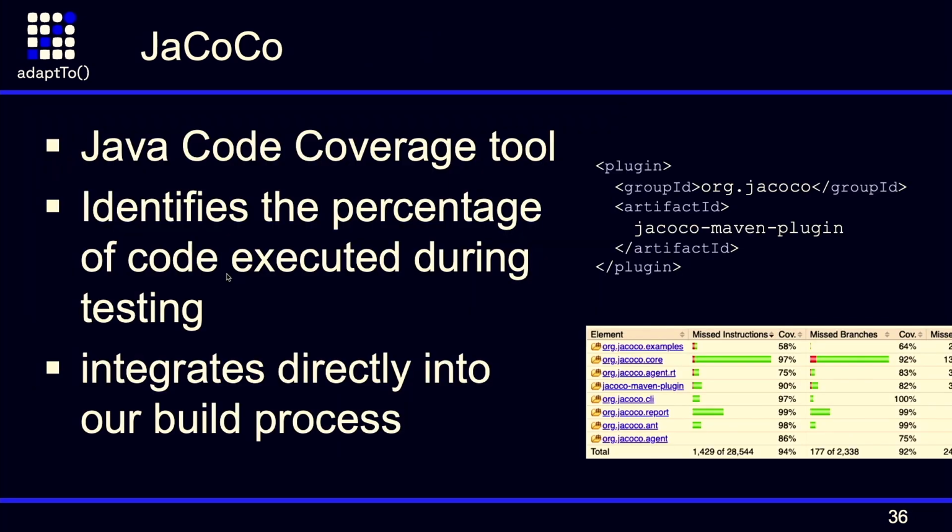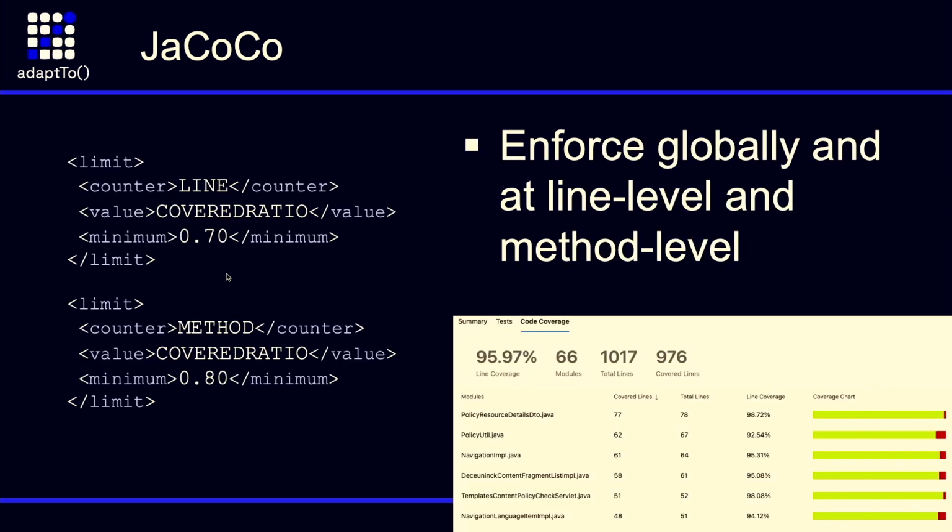We make use of JaCoCo, which stands for Java Code Coverage Tool. And using this JaCoCo Maven plugin, you can insert it locally and make sure that all code is covered at least 50%, but you want, of course, a higher percentage. That's why you can also set a line level and a method level, so meaning that if a developer writes a new class, that also these thresholds are met.